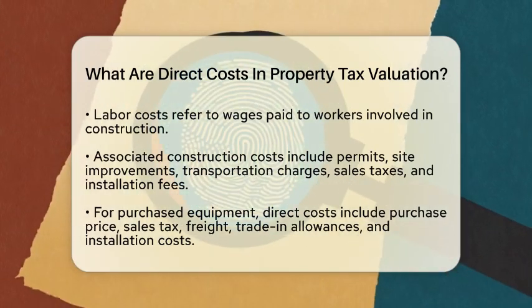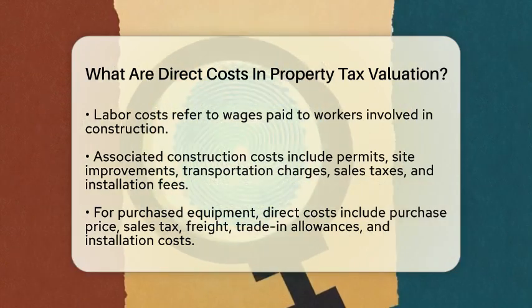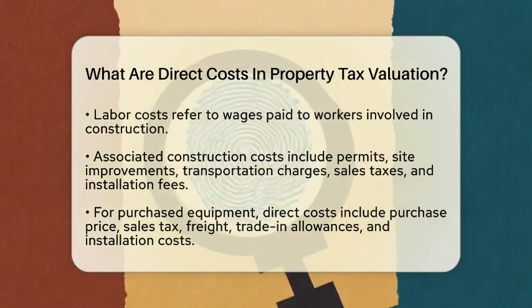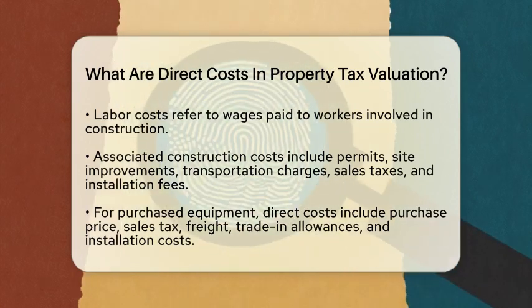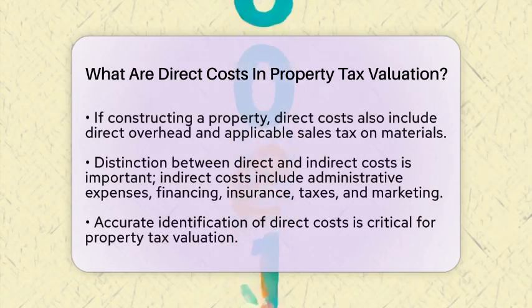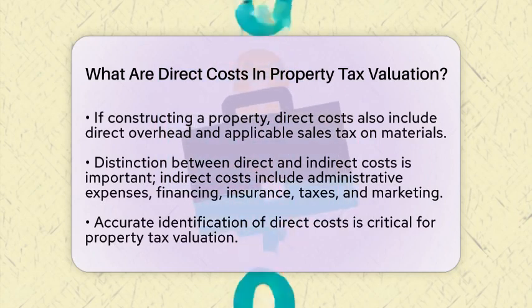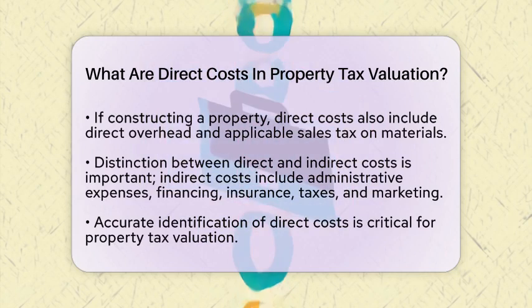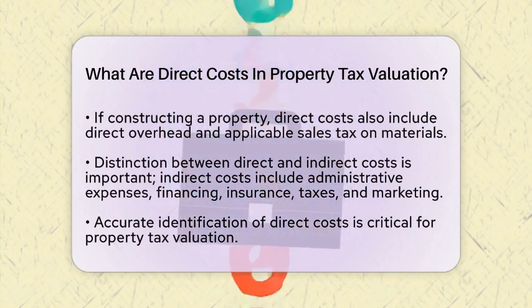For purchased equipment or property, direct costs encompass the purchase price along with sales tax, freight, trade-in allowances, and installation costs. If you are constructing a property yourself, direct costs would include materials, labor, direct overhead related to construction, and applicable sales tax on materials.